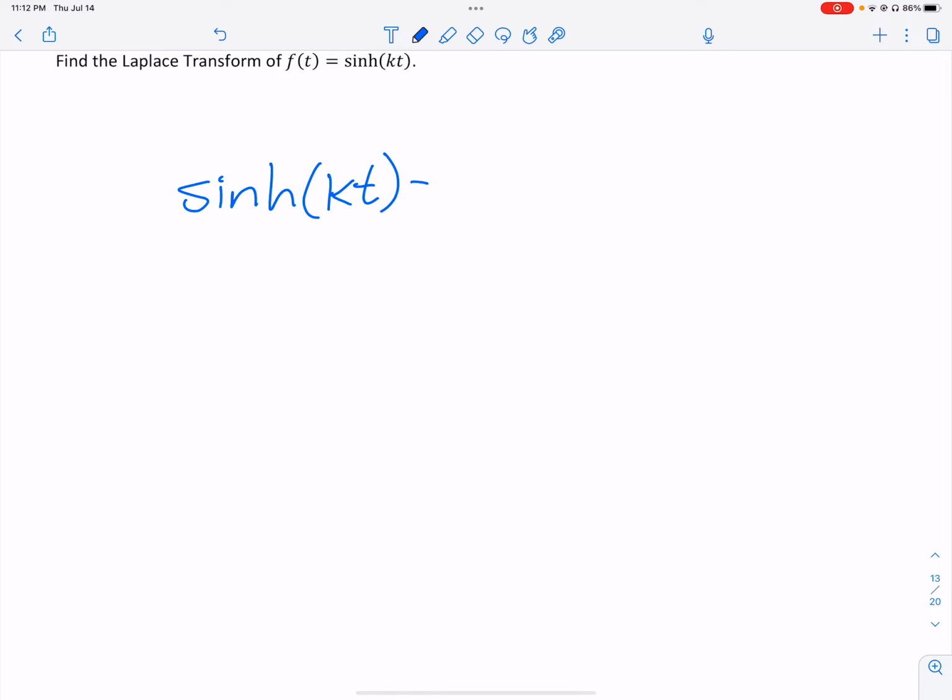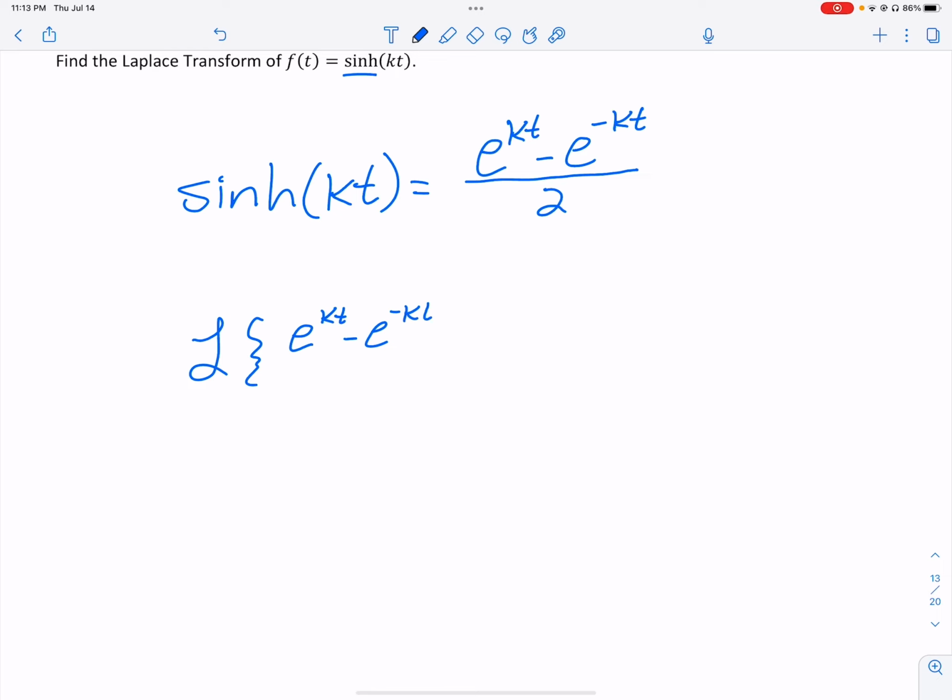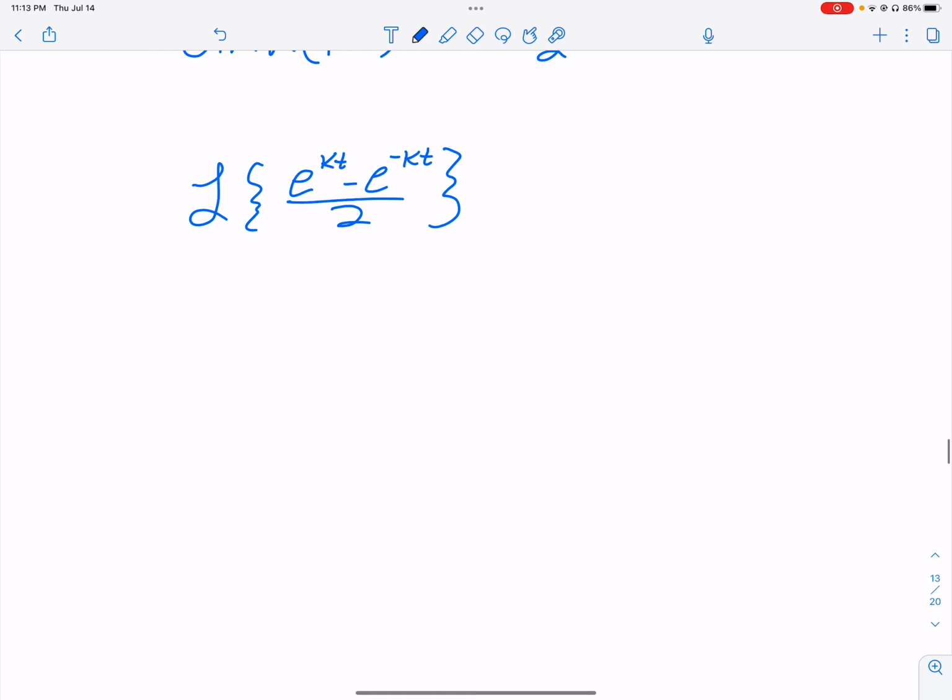Okay, so if I get sinh kt, this is what this means by definition, just defined that way. e to the kt minus e to the negative kt over 2. This is what would make a Wronskian problem much easier. Okay, so instead of plugging in hyperbolic sine, I'm going to do the Laplace. I guess I don't need an equal sign. Laplace of e to the kt minus e to the negative kt all over 2. Okay, and then we can start breaking this down.